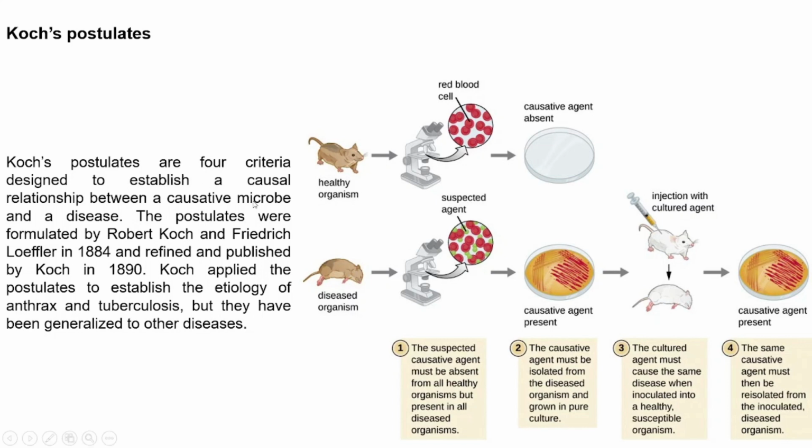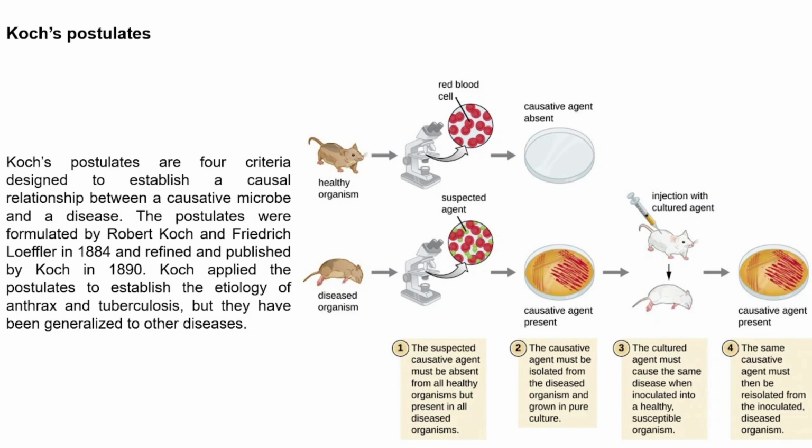So Koch's postulates are basically 4 criteria designed to establish a causal relationship between a causative microbe and a disease. When I read about these postulates, I thought, this is very logical. What is there to prove? Why is it a statement? But then I looked at the date, and at that point of time, this was a huge deal. Koch applied the postulates to establish the etiology of anthrax and tuberculosis, very popular diseases, but they have been generalized to other diseases.